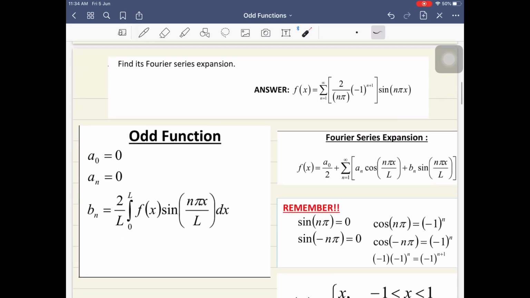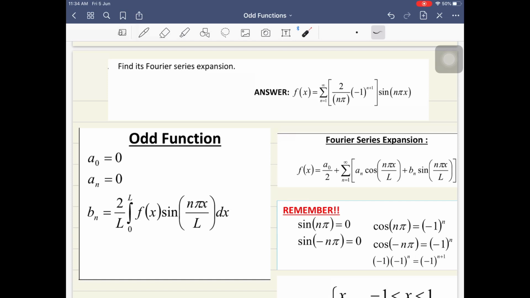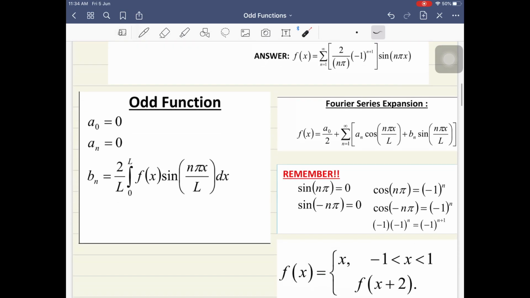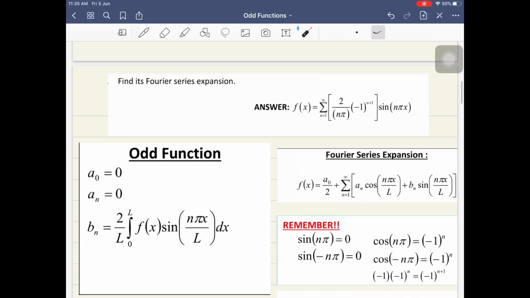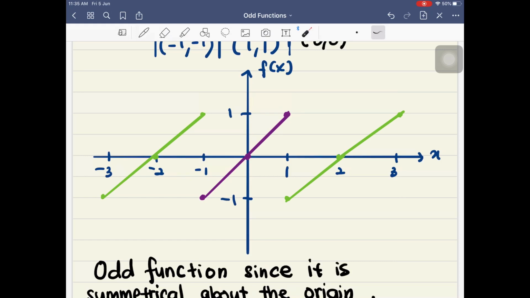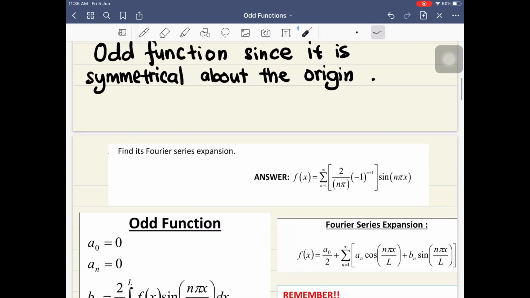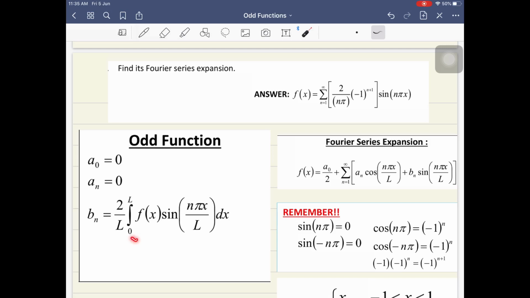Okay, so now we are going to find its Fourier series expansion for that function. Okay, so since it is an odd function, it is symmetrical about the origin. Okay, so this is just the same as even function. We consider the positive part, which means from 0 until L. So that's why here, you are going to integrate from 0 until L, and you're using 2 over L. Okay, for odd function, a naught is equal to 0, an is equal to 0.